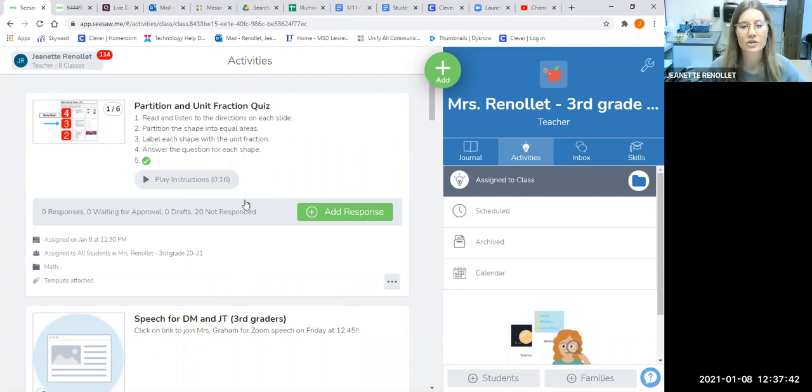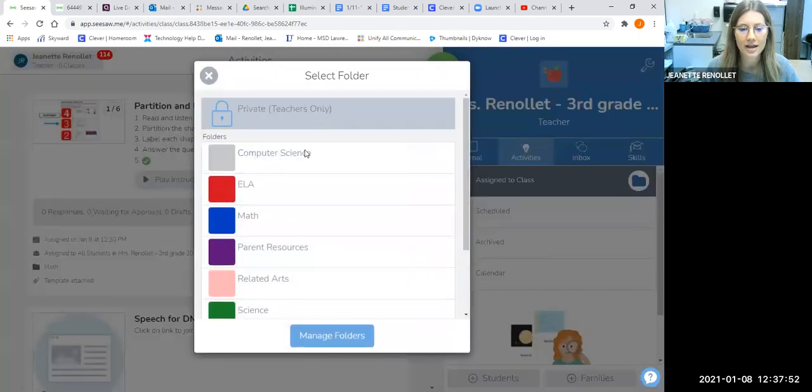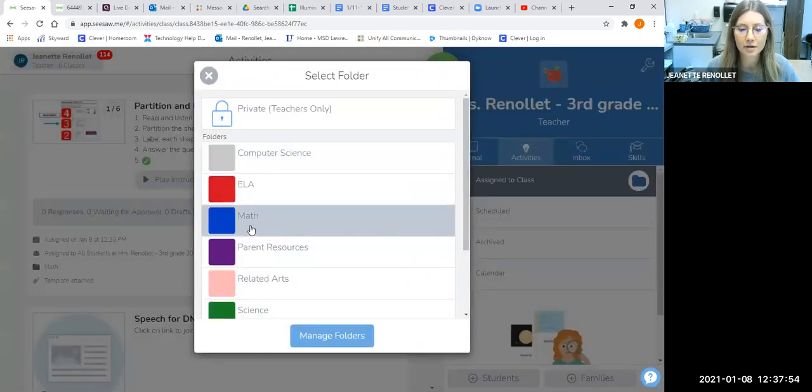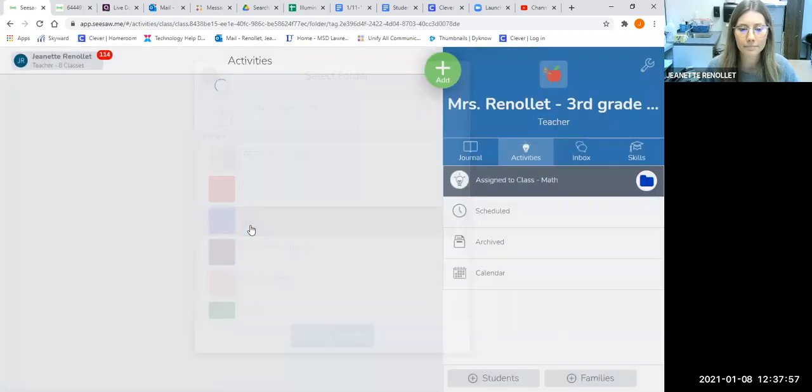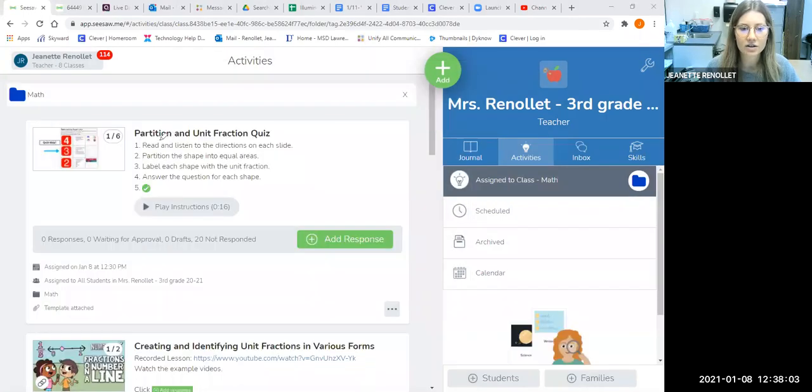Now we are going to find your real quiz for today to do during your work time. Please go to Activities, click on Assign to Class folder. And we are working in Math, blue. Today our task looks like this. It's called Partition and Unit Fraction Quiz. Please open that up with me.